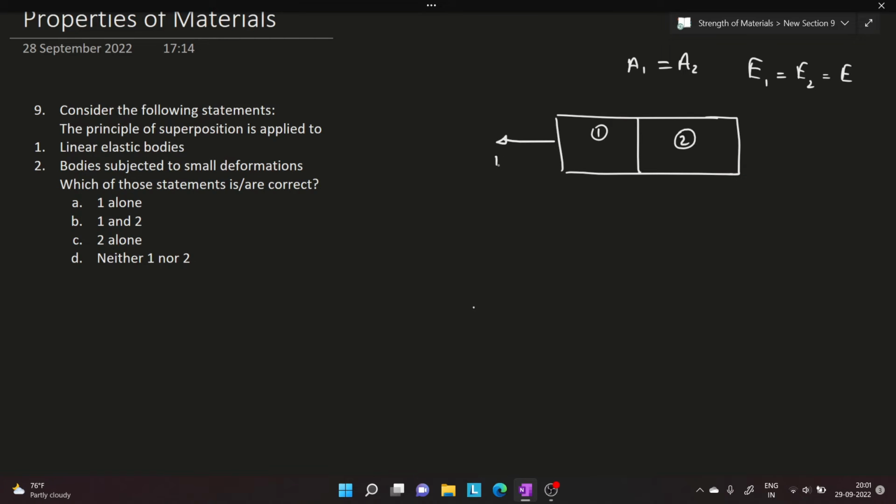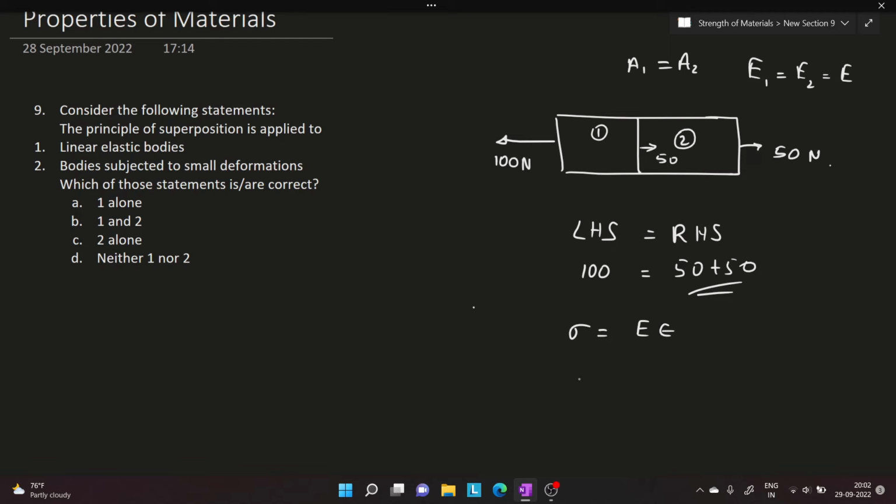Let's say the applied load is something like this: I have 100 Newton here, and a load of 50 Newton applied here, and another 50 Newton here, right? So the loads on the left hand side should be equal to the loads on the right hand side, meaning that 100 Newton would be equal to 50 plus 50. This is how we would solve the problem. We are going to use Hooke's law again. Sigma would be equal to E into epsilon, right? So again I'm going to write P by A here, and E into delta L by L.